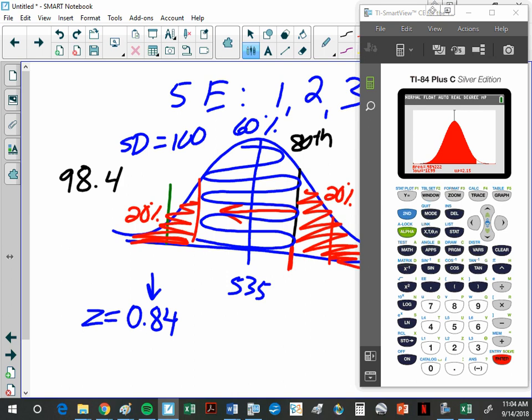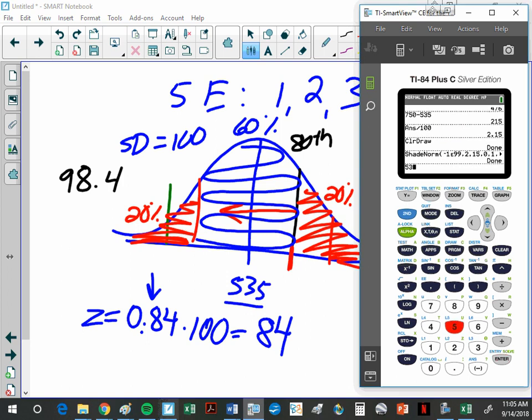So I need to change this from SDs into test points. How do I do that? Multiply it by the SD. So I'm going to times it by 100, and that gives me 84. What does that number mean? This person scored 84 points higher than average. So to find the score, I take 535 and add 84. And I get 619.